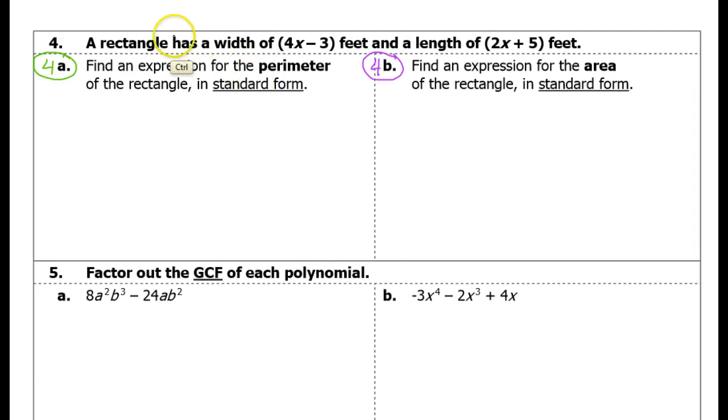Alright, for number 4, we have a rectangle, and we're told that the width is 4x minus 3, and the length is 2x plus 5 feet. And then we're supposed to find the perimeter in standard form and the area in standard form.